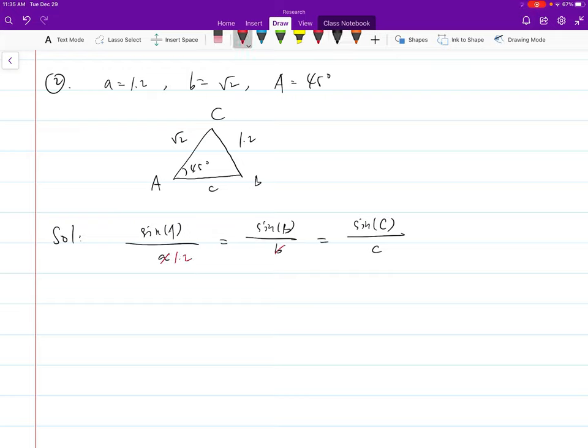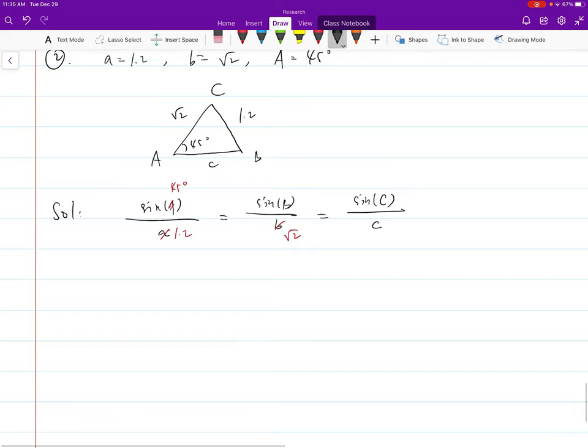This is my plan. I know a, I know b, I know capital A, 45 degrees. So of course I can solve for sine B. Now of course I can solve for B. Once I have B, I have A and B, I can solve for C. And once I have sine C, I can solve for C. So very standard. And let's repeat the process.